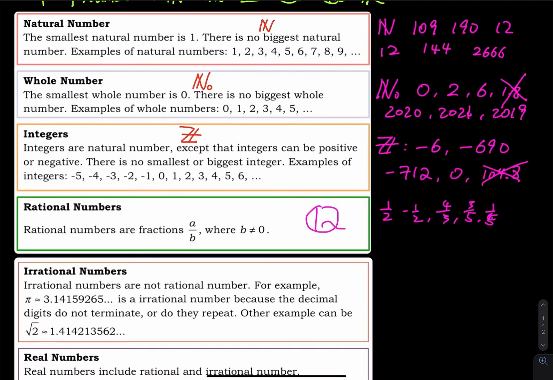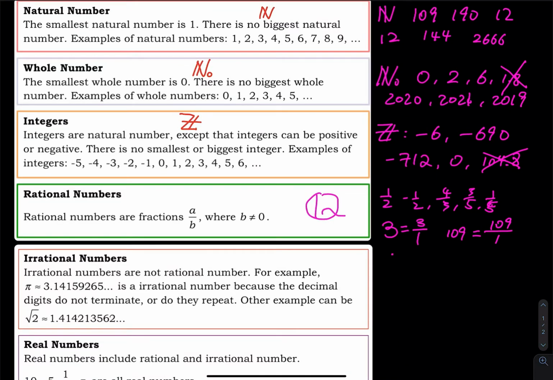Now, here is something that I need to tell you. 3 is an integer, a whole number, a natural number, and a rational number because we can represent 3 as 3 divided by 1. 109 is a rational number, integer, whole number, and natural number because 109 is equal to 109 divided by 1. 6 is a rational number because 6 can be represented by 12 divided by 2. All right, so 6 is a rational number, an integer, a whole number, and a natural number.